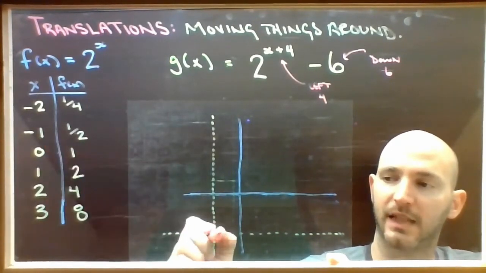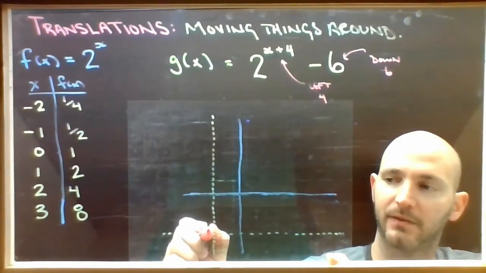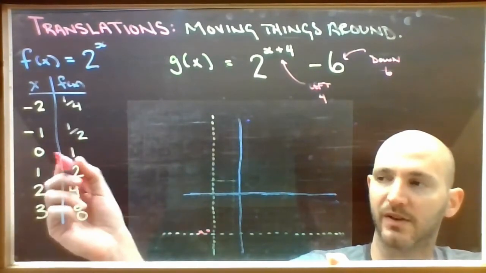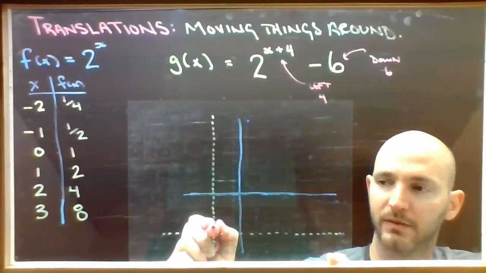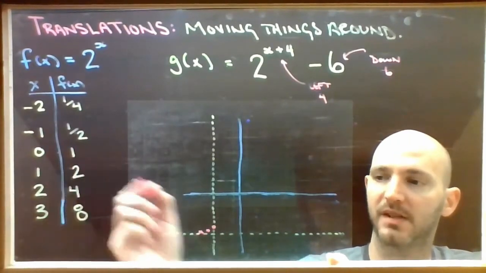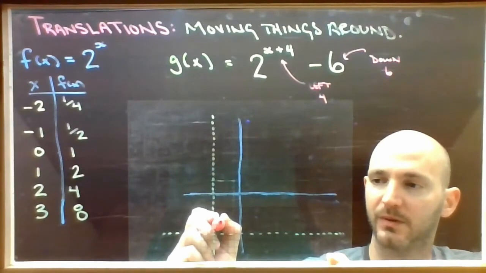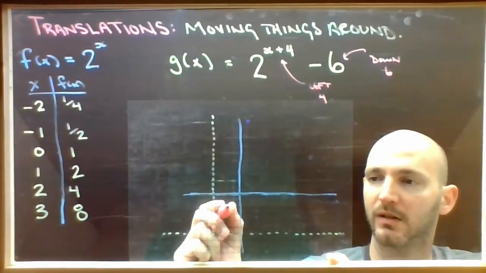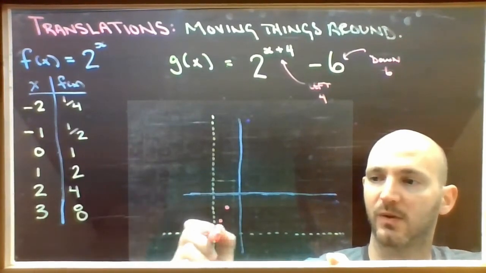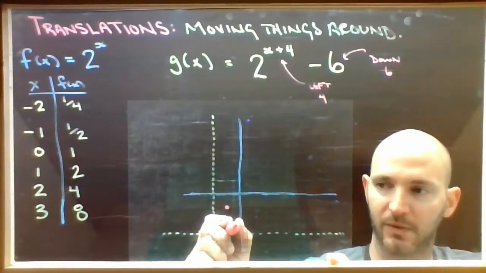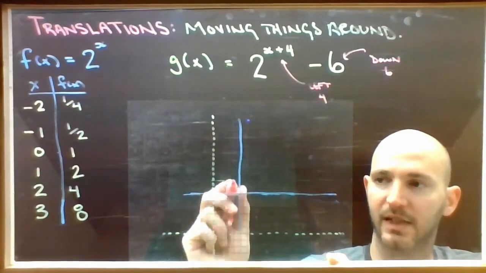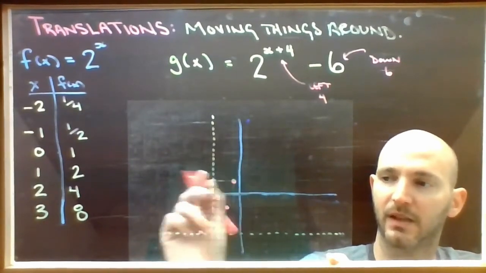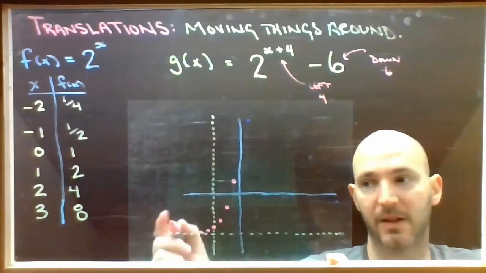1 square to the left, I'm only up 1/2. No squares over, I'm up 1. 1 square over, I'm up 2. 2 squares over, I'm up 4. And 3 squares over, 1, 2, 3, I'm up 8. 1, 2, 3, 4, 5, 6, 7, 8. And so you can see that exponential pattern forming.